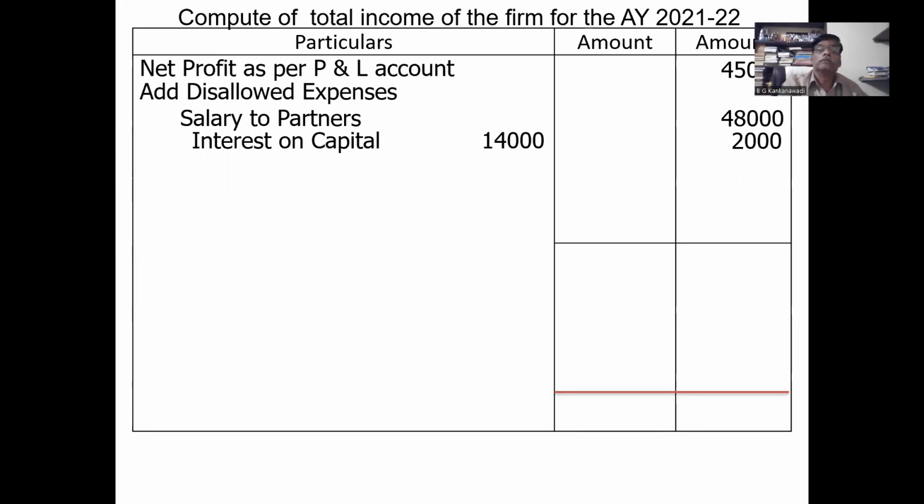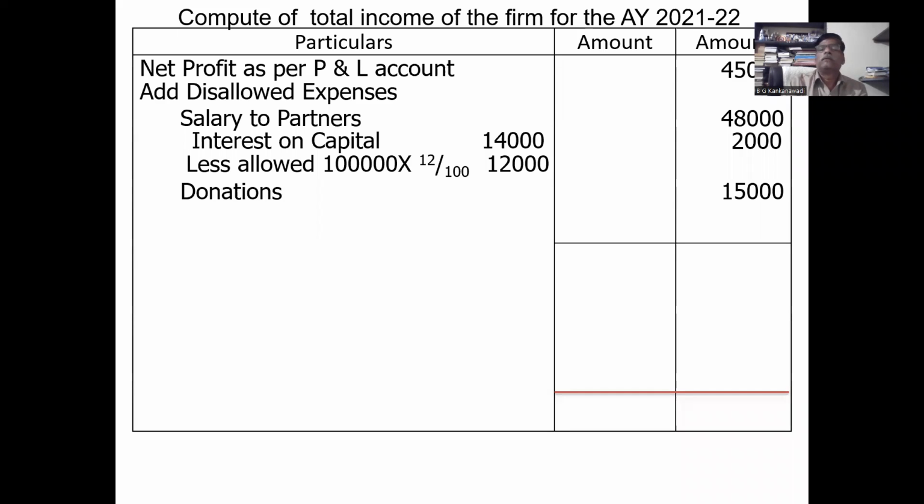Interest on capital, 14,000 interest is there. Less allowed. 1 lakh is capital. On that 1 lakh, you calculate 12%. 12% of 1 lakh is 12,000. So 14,000 minus 12,000, 2,000 is the balance. That is the disallowed.